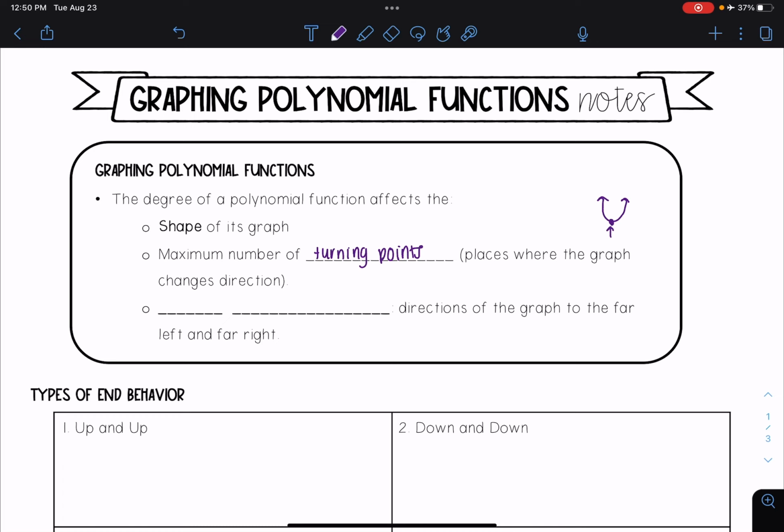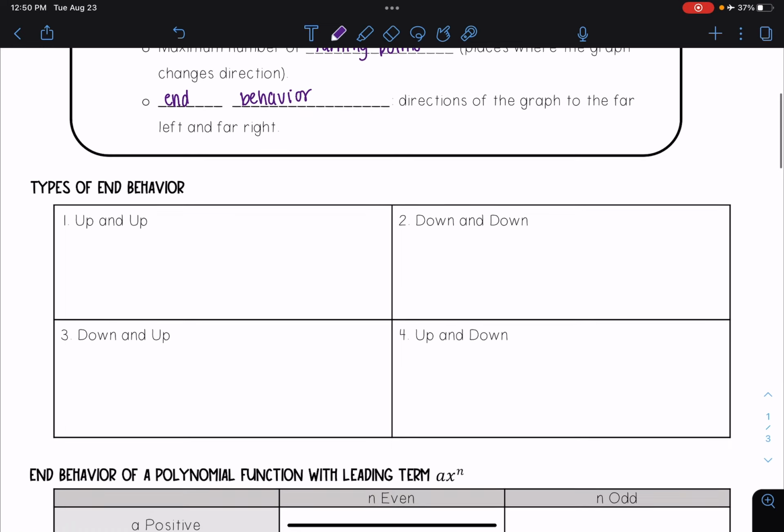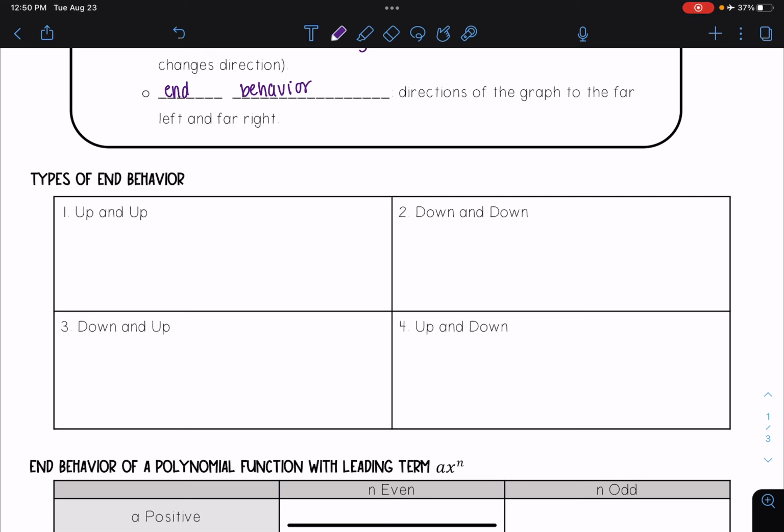And then the degree also affects its end behavior. The end behavior is just the directions of the graph to the far left and far right. And so we see 4 different types of end behavior that polynomial functions can have. The first one is up and up, and so that means that at the far left and the far right, the graph is going upwards.